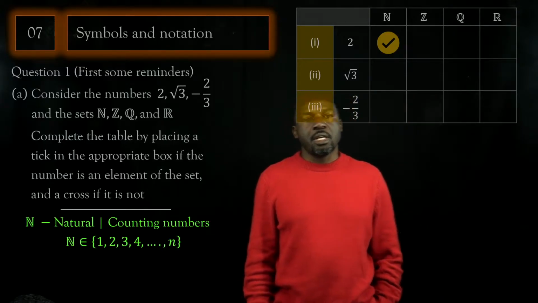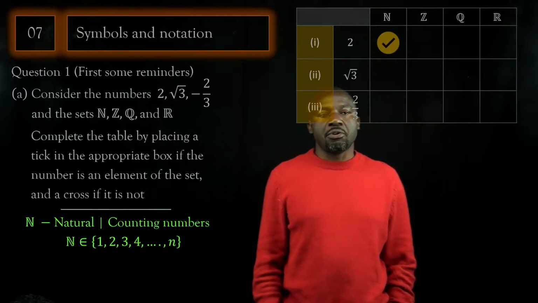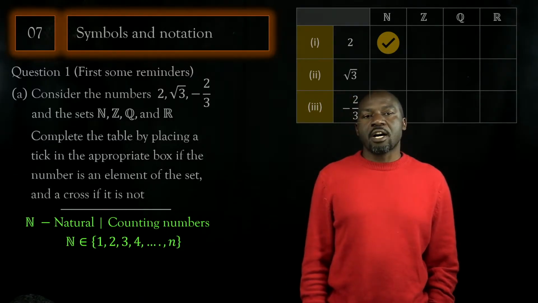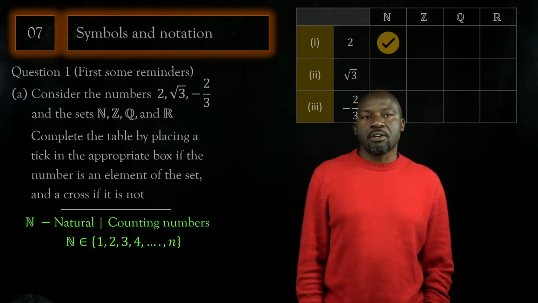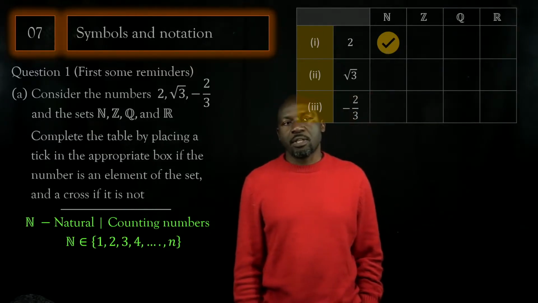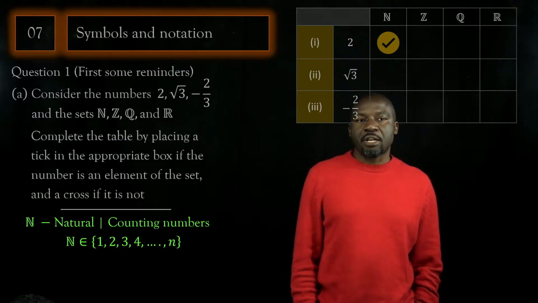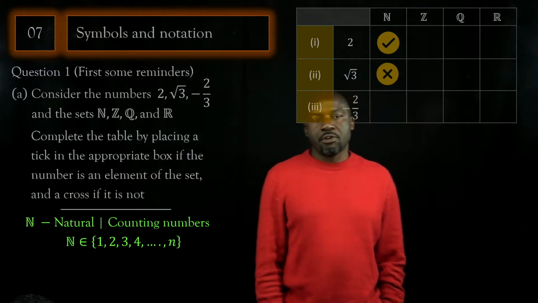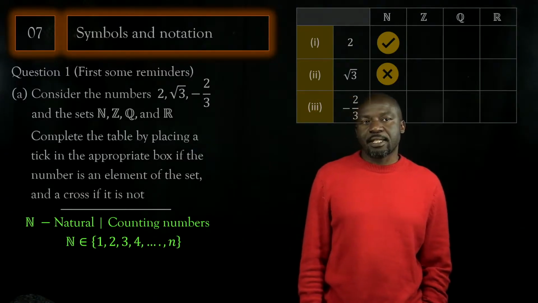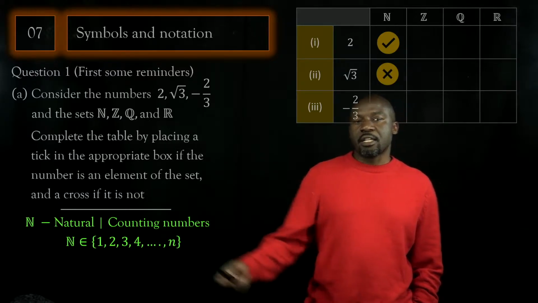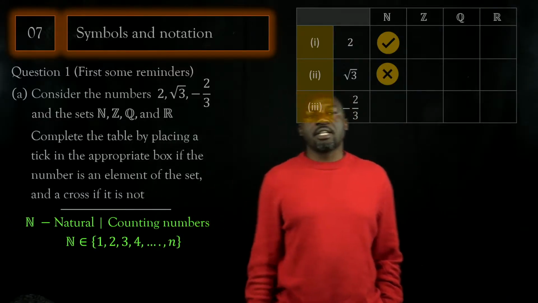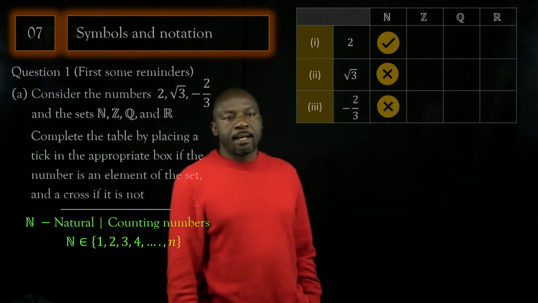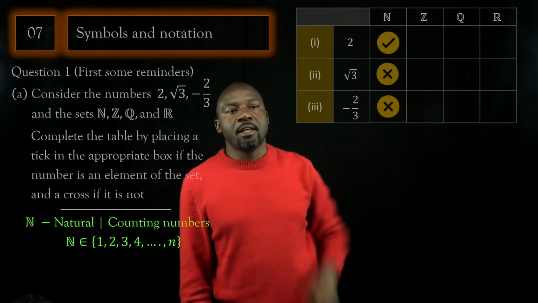Square root of 3 is about 1.732 and so on. It is a non-terminating, non-recurring decimal, and therefore it is not a natural number. As a matter of fact, we will find out that it is an irrational number. So root 3 gets a cross. Similarly, minus 2 over 3 is the same as negative 0.666, that's a recurring decimal. A recurring decimal does not fall in the counting number set, and therefore that also gets a cross. We move on to the next set.